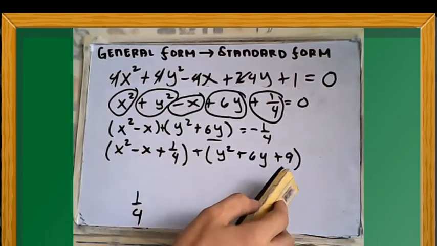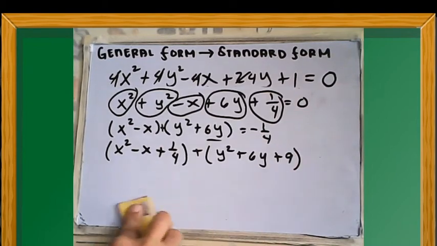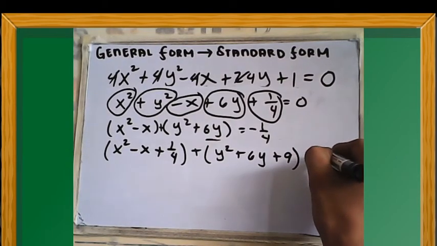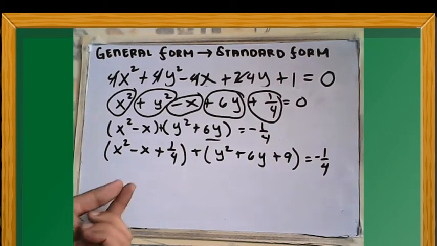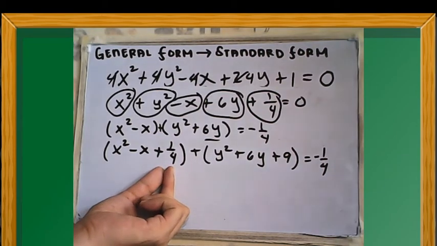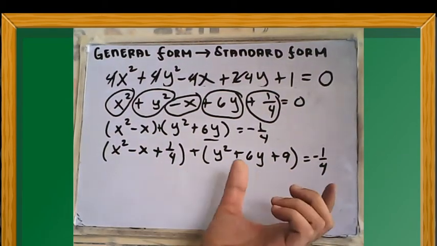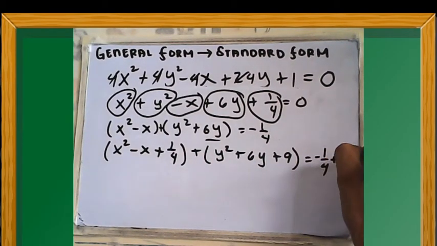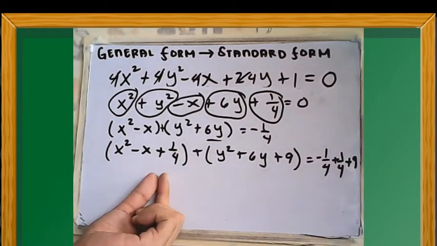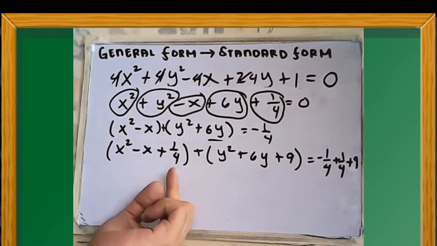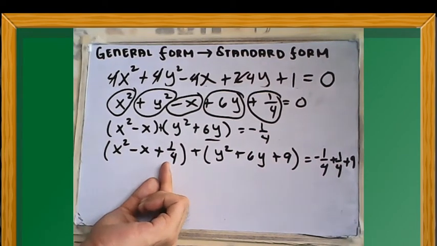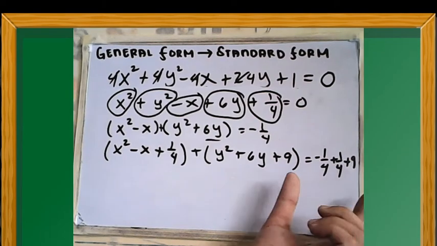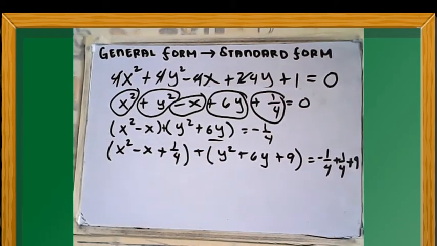Idadagdag natin si 1/4 and 9, yung simplifying the square method. Kaya siya nagiging ganyan. And then equals negative 1/4. Since we add 1/4 here and we add 9 here, to make the equation balance, we should also add 1/4 and 9 on the right hand side.